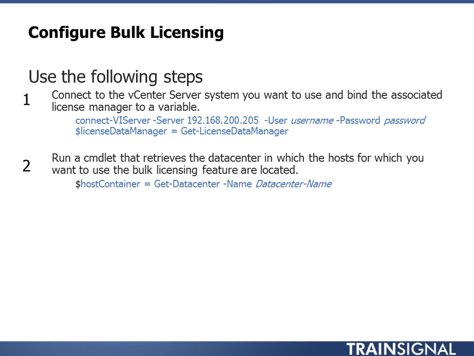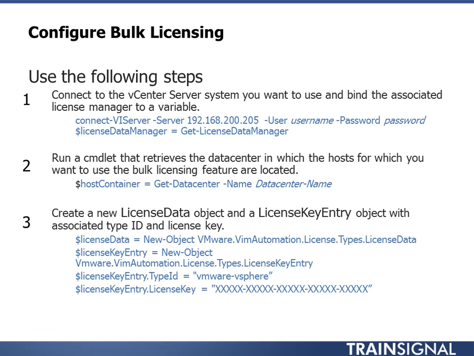Connect to the vCenter system and bind the associated license manager to a variable. So these are PowerCLI commands. So we connect to our vCenter, give it username, password, and then we associate license manager to a variable. Basically, $licenseDataManager equals Get-LicenseDataManager. Then you'll run a cmdlet that retrieves the data center in which the hosts you want to license are located, and you'll just do $hostContainer equals Get-Datacenter -Name and then the data center name.